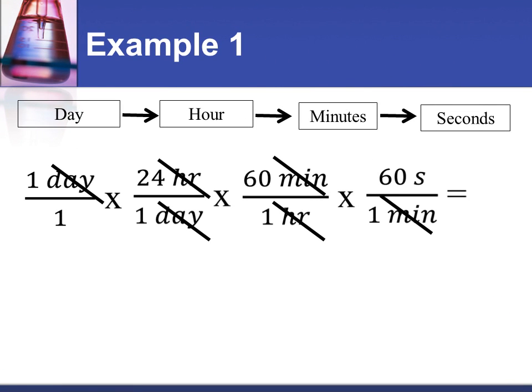Now that I have the correct unit, I'm going to do the mathematical calculation by multiplying all the numerators and then dividing by the denominators to get 86,400 seconds.